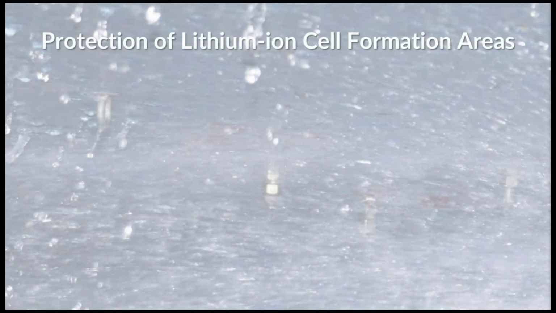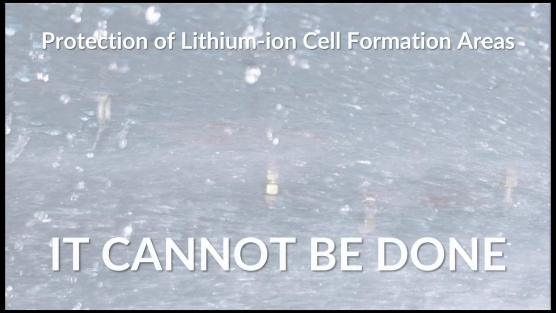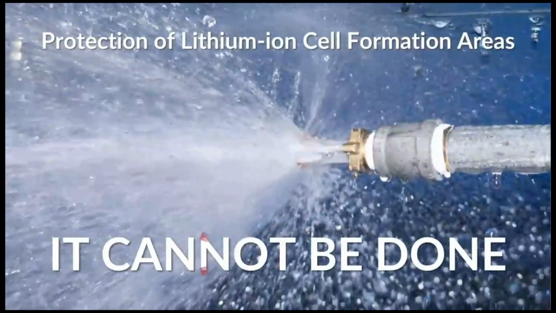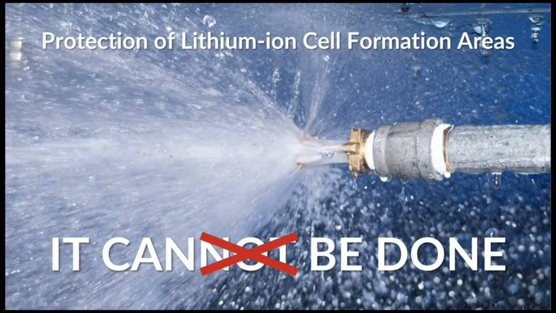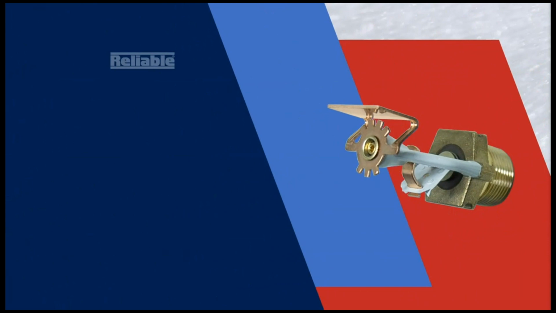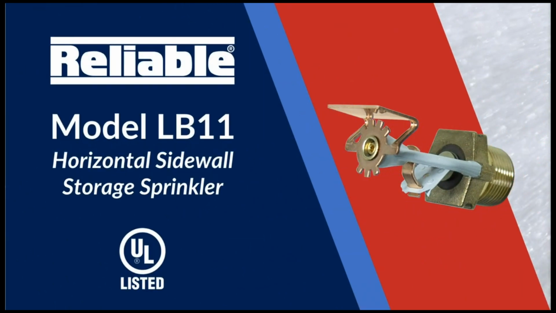The last sprinkler we want to tell you about today is our newest sprinkler. This has to do with a problem that is becoming more and more relevant: the protection of lithium-ion cell formation areas. For years, the thought process was that it cannot be done. Well, we think that using special sprinkler products and installation criteria based upon testing, it can be done. We developed a sprinkler specifically for that. We call it the LB11.